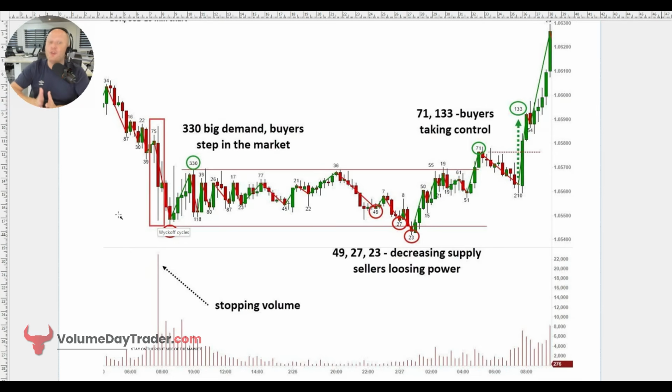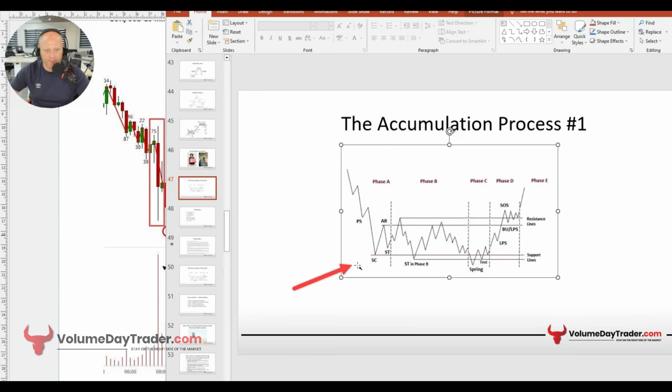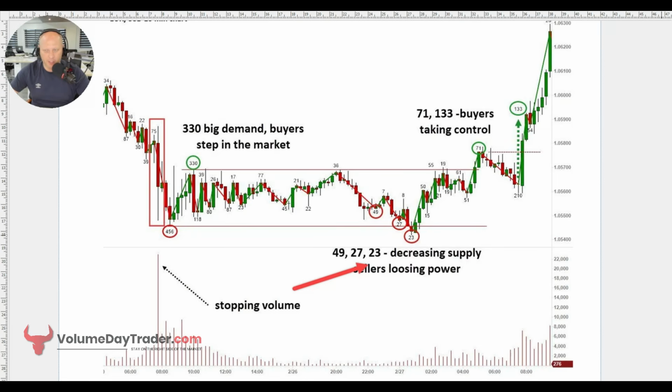So let's start and read this. So we saw that the wide spread candle with big volume is stopping volume, also called a selling climax here. Okay, Wyckoff described it really well. And that is usually at the end of the move. The market usually does extreme volume again.